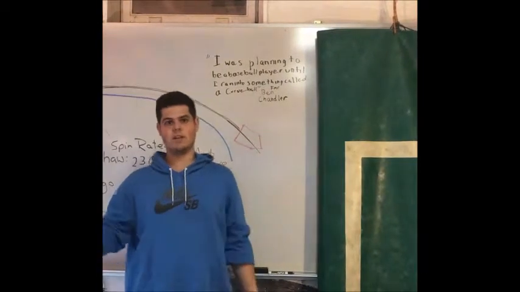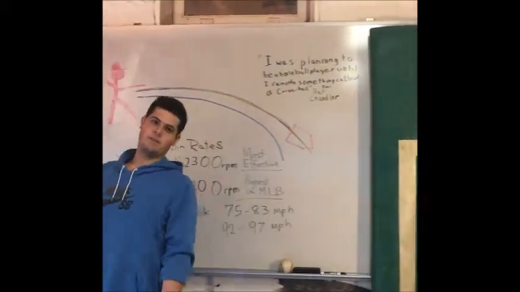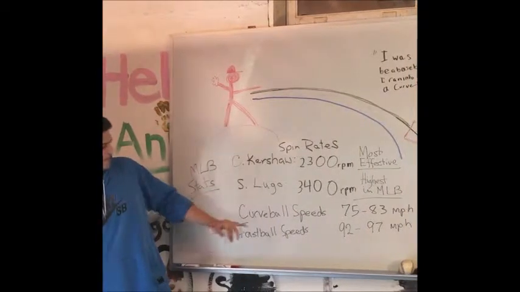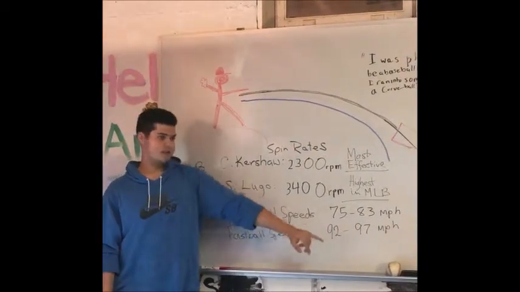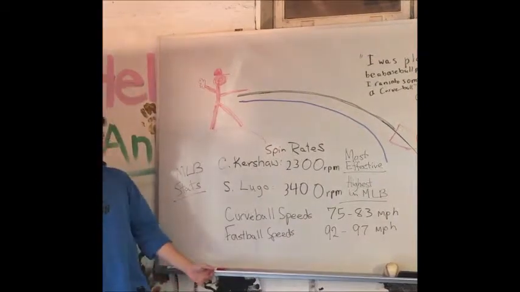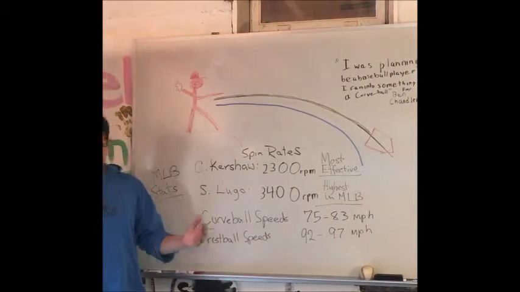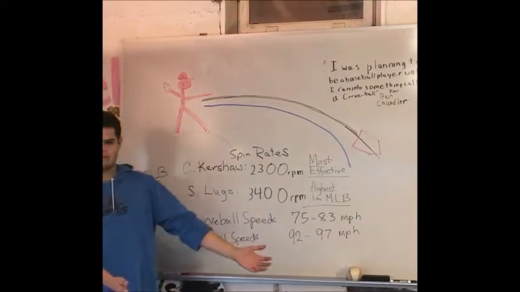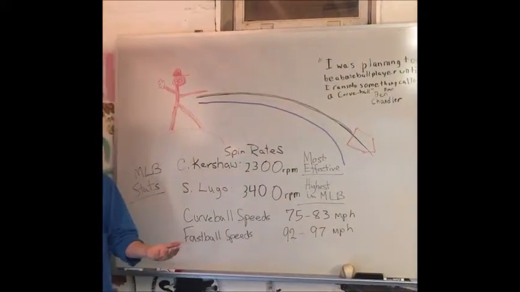Right now, we're going to look at the analytics and stats of the curveball and what makes it so useful. So right now we have fastball and curveball speeds, with the fastball being around 92 to 97 in today's MLB, the average, and then the curveball being 75 to 83. You say to yourself, why is it so hard to hit a curveball? It's 17 miles an hour slower. Shouldn't it be easier to hit?